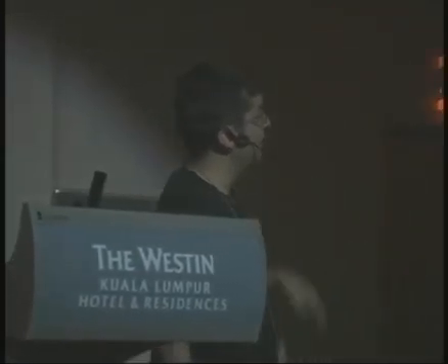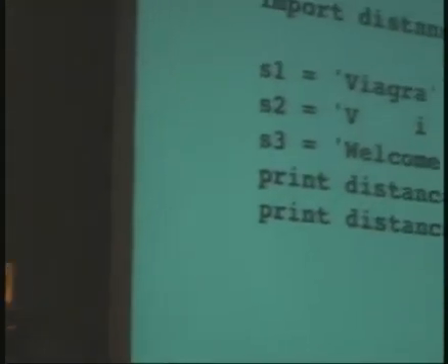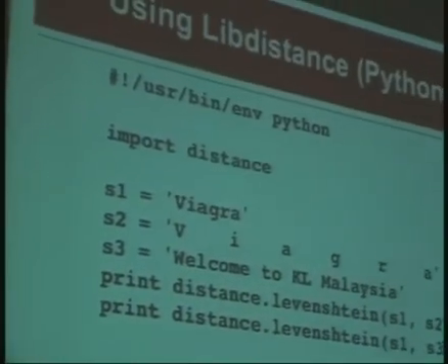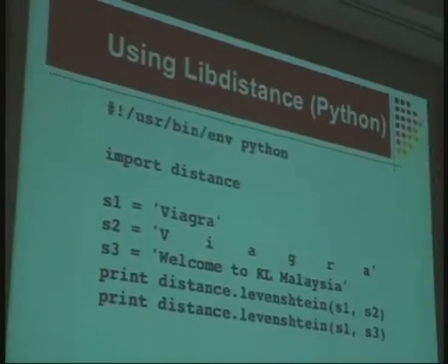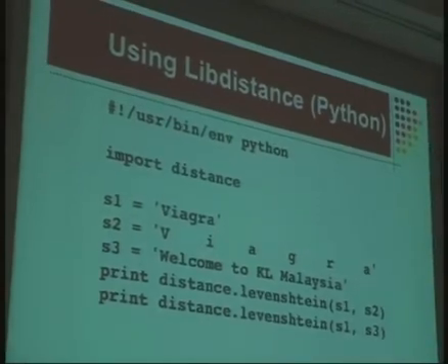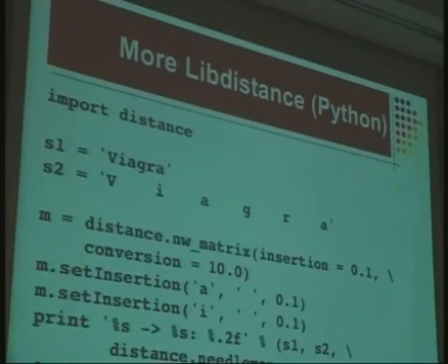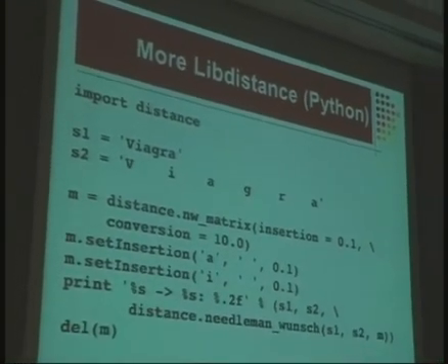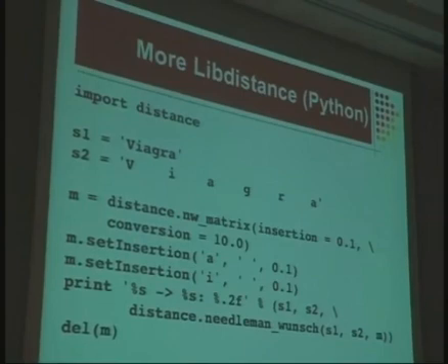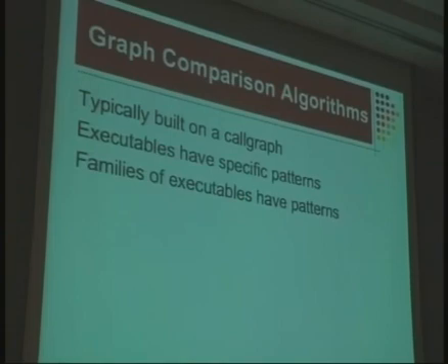So Python bindings for libdistance are pretty easy. Here we have 3 different strings. We import our distance module, and we print out the Levenshtein distance for each of them. So with string 1 and string 2, string 1 and string 3, we can get out some distances here. To do the Needleman-Wunsch distances, we can create a matrix, M. We can set our insertion costs, we can set conversion costs as well, and then print out the distance here. And then we're done with our object, and we're ready to go.